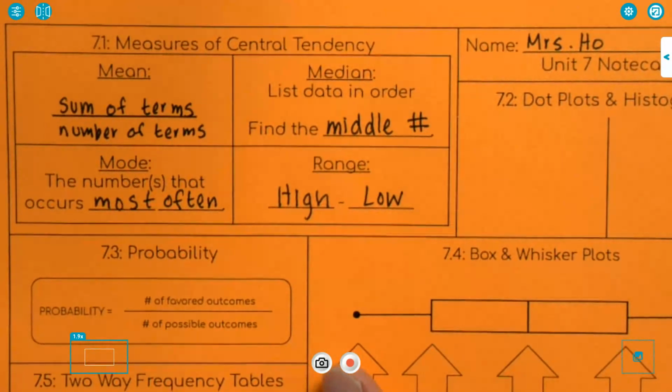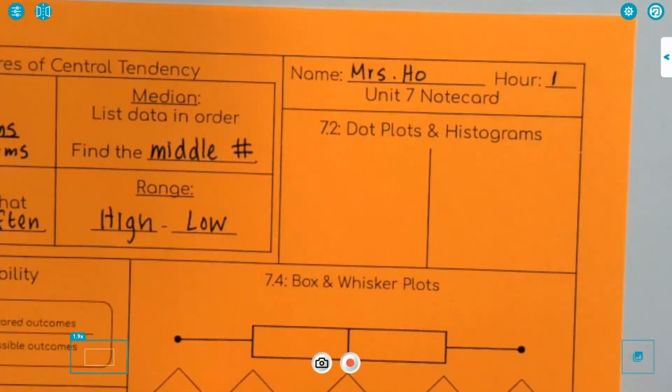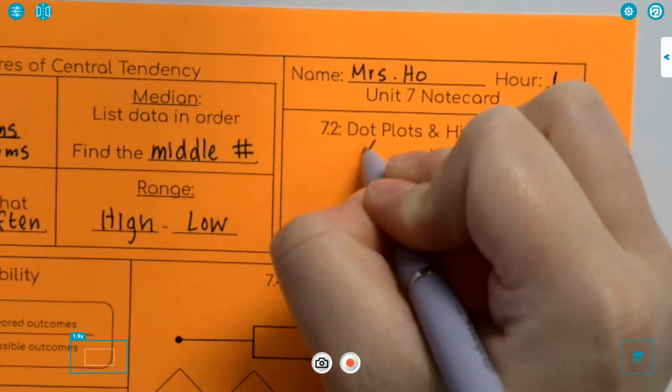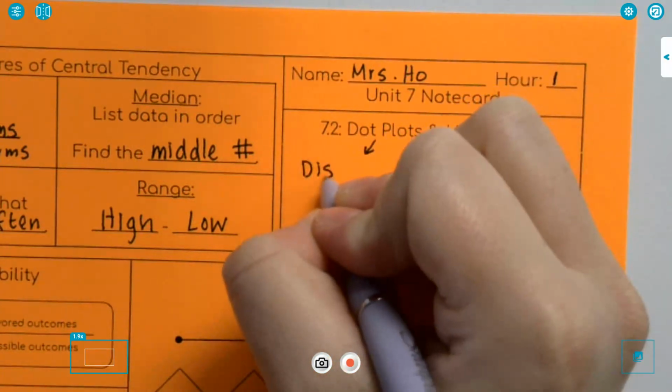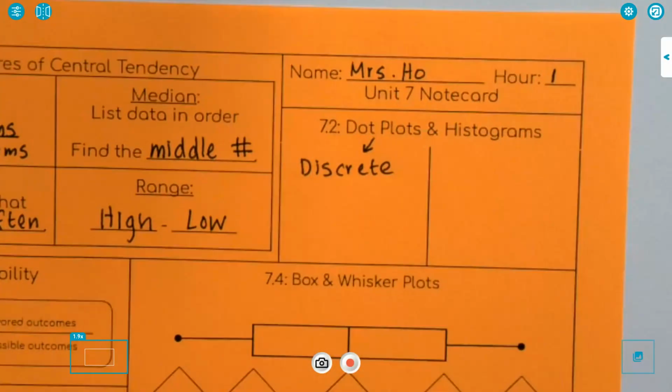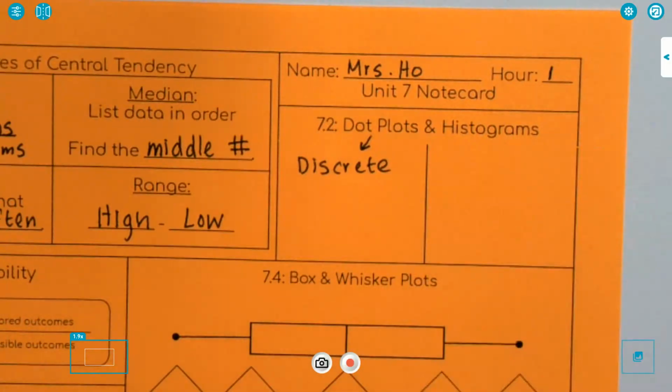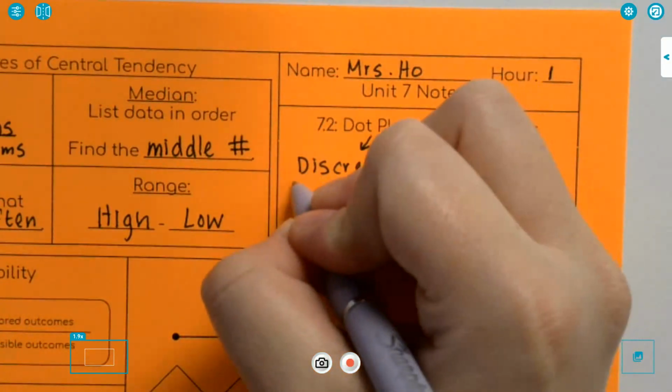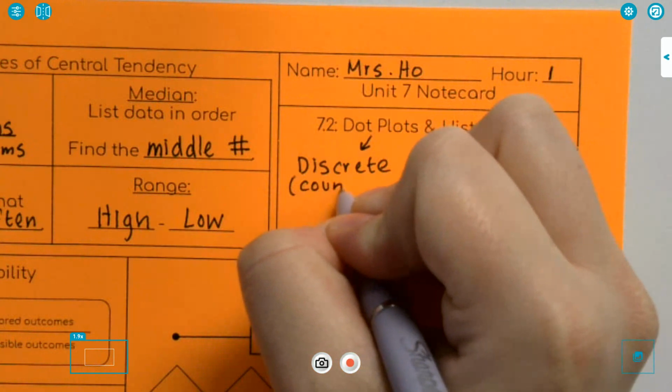Okay, 7.2 was our main area that we graphed. So we made 2 different types of graphs in 7.2. We're just going to sketch out a little example so you can see what they look like, and we're going to talk about when we use them. So we use dot plots with our discrete data. If you need to remember what discrete data is, that was data that was countable.